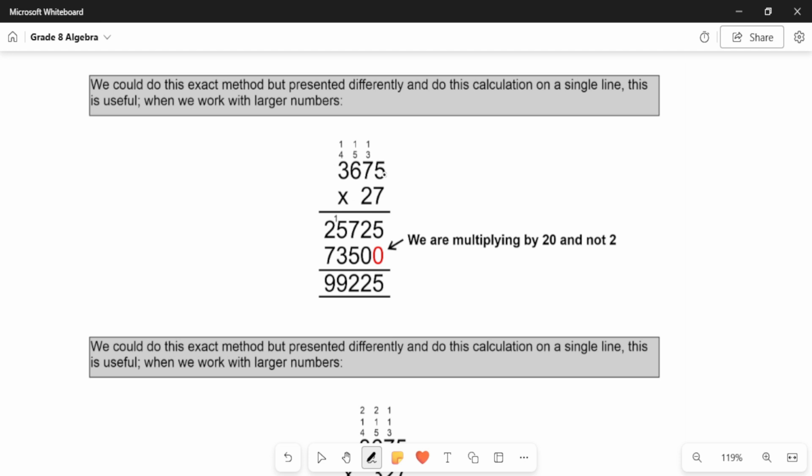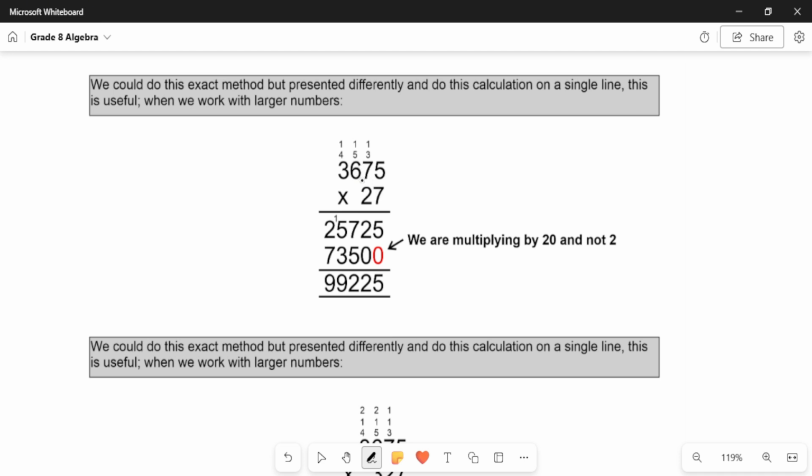7 times 5 is 35, but the 3 has to go to the tens column because we're getting a double digit in the units column. And so we'll have 5 in the units column, and the 3 will go to the tens column. Then 7 times 7 is 49. 49 plus the 3 that came from the previous column is 52. So the 2 will go in the tens column, and the 5 will go into the hundreds column.